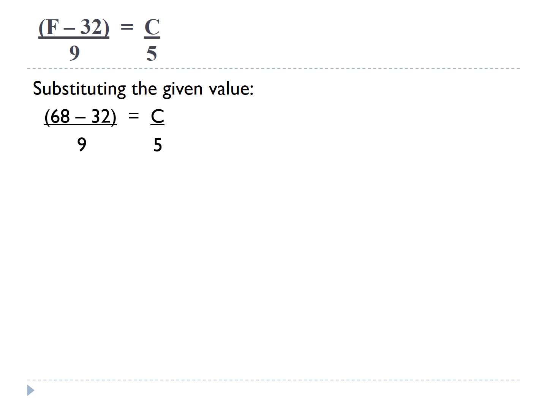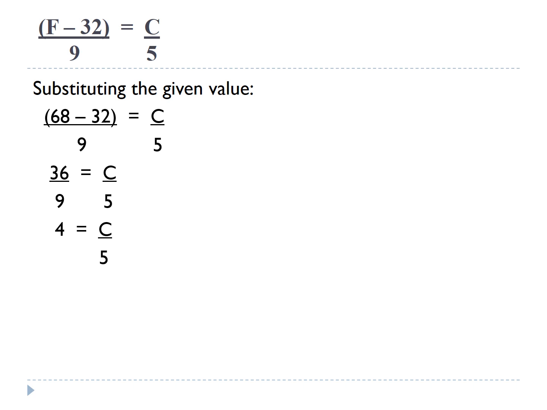Okay. Now we are going to do the subtraction first. That is 68 minus 32. That is 36 divided by 9 is equal to C upon 5. Now we know 36 comes in the table of 9. So we can divide 36 by 9. So 9 fours are 36. So we write 4 is equal to C upon 5.